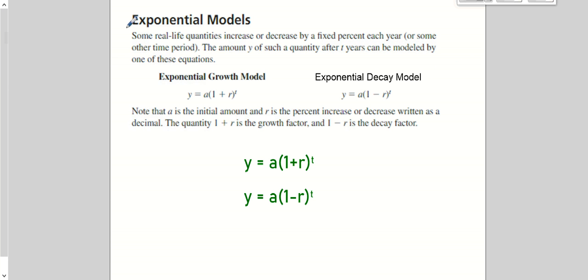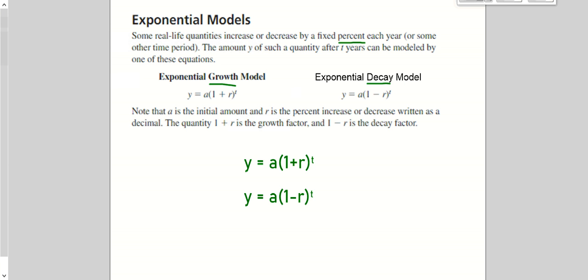Exponential models. So real life quantities increase or decrease by a fixed percent each year or some other time period. The amount y of such a quantity after t years can be modeled by one of these equations. Exponential growth model: y equals a times the quantity 1 plus r to the t power. And exponential decay: y equals a times the quantity 1 minus r to the t power.